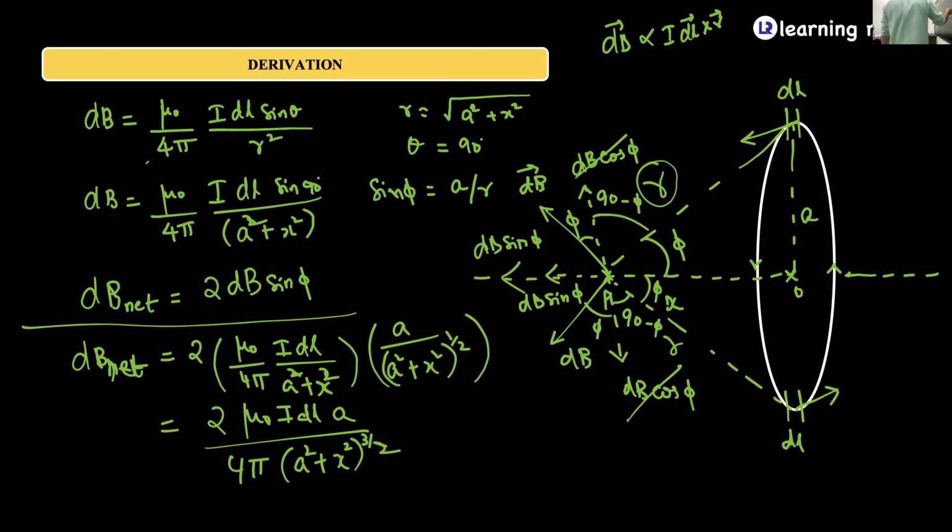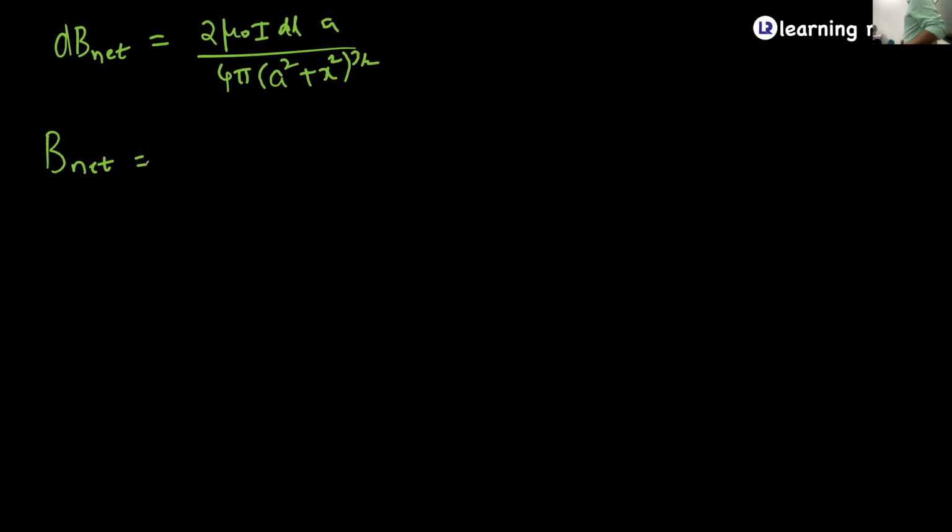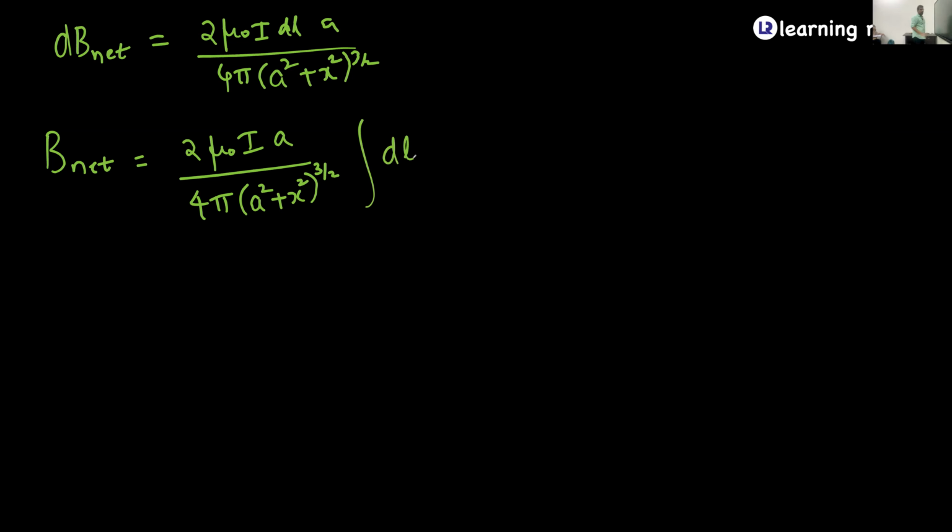Because as the value of x is changing, is it affecting the value of dL? No. So dL is the only variable in this equation. Everything else is a constant. Take it out, constant with respect to dL. So take it out of the integral. Then you can write it as 2 times mu naught I into A, the whole divided by 4 pi into (A square plus x square), the whole power 3 by 2 times integral of dL.